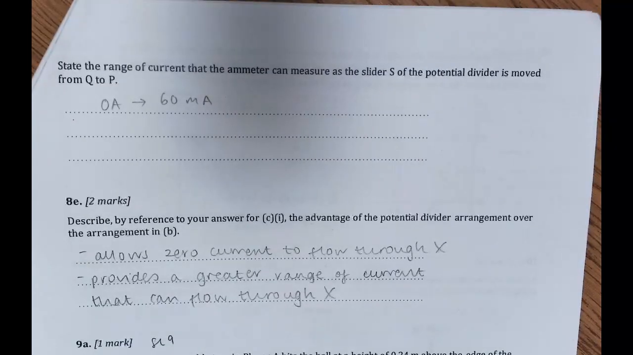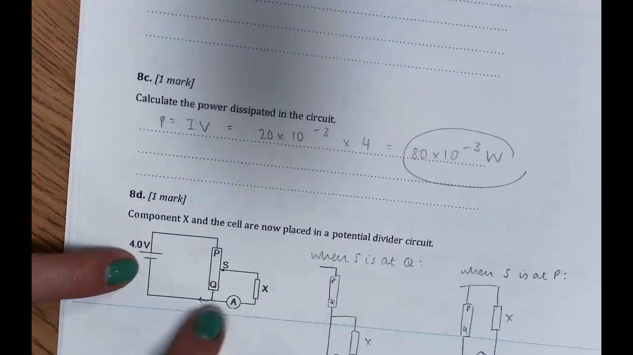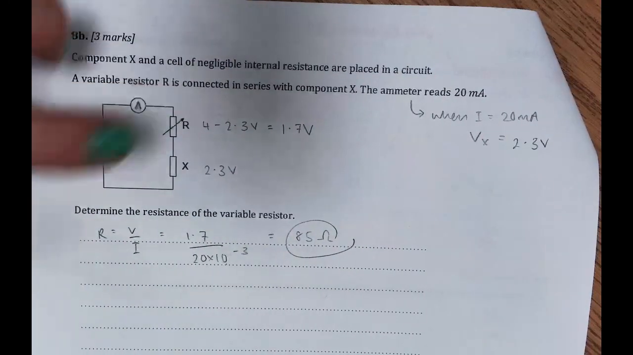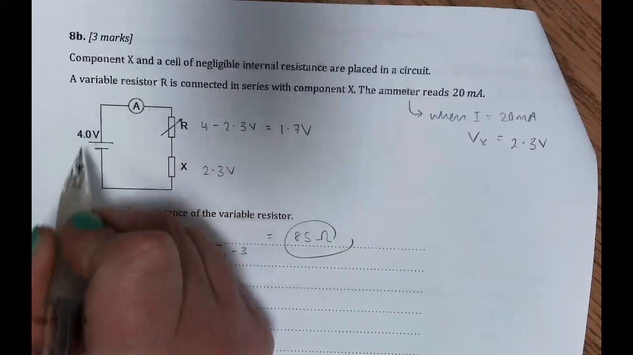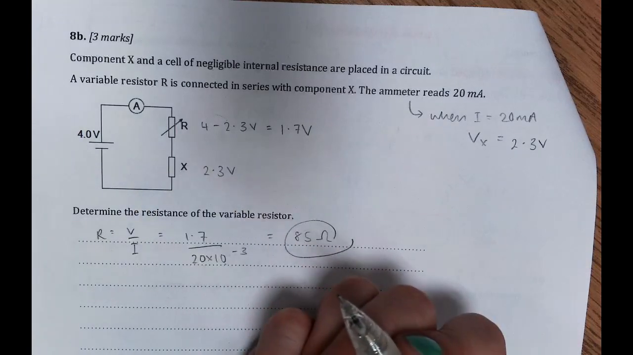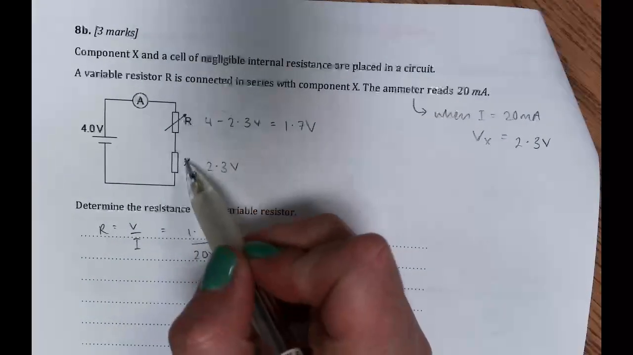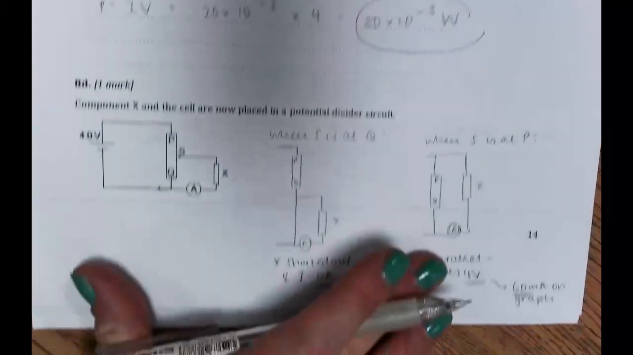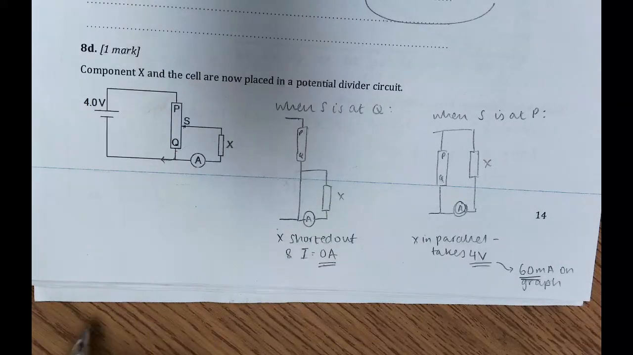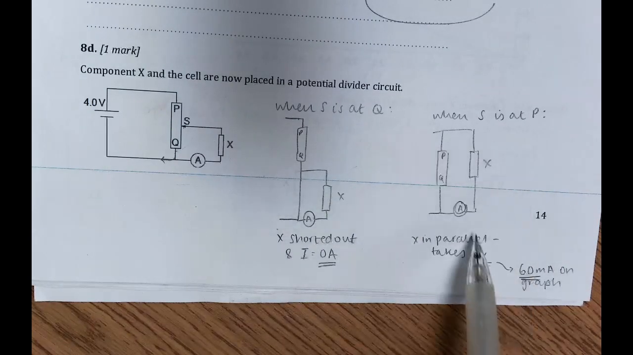In 8E it says, describe by reference to your answer for CI the advantage of the potential divider arrangement over the arrangement in B. So we're saying, why is this a better option where we have a slider compared to just 2 resistors in series where one is variable? Well in this case, we always have to have charges flowing through both, so we can never have no current in X, and it also means that there has to be a voltage share at all times between these two, whereas down here we can either completely short X out, making the current 0, or at maximum we can actually give full voltage from the cell to X.